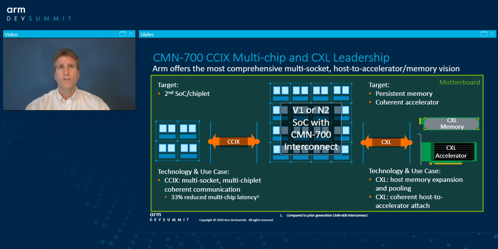The CMN 700 supports up to 32 CCIX or CXL gateways per mesh to allow your workload to scale to the necessary cross-chip bandwidth.